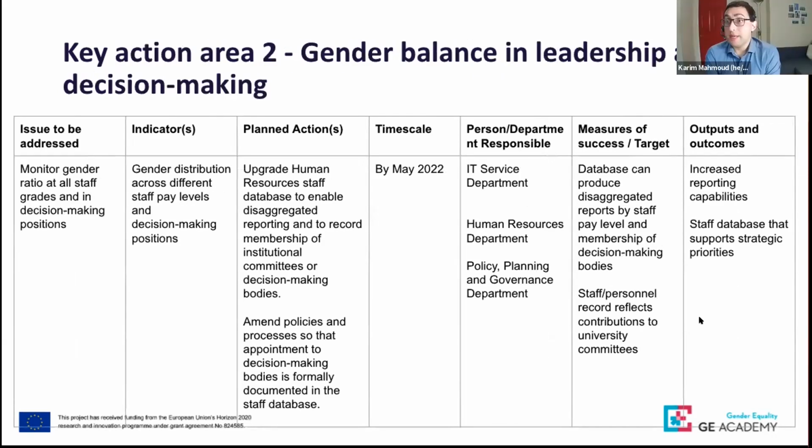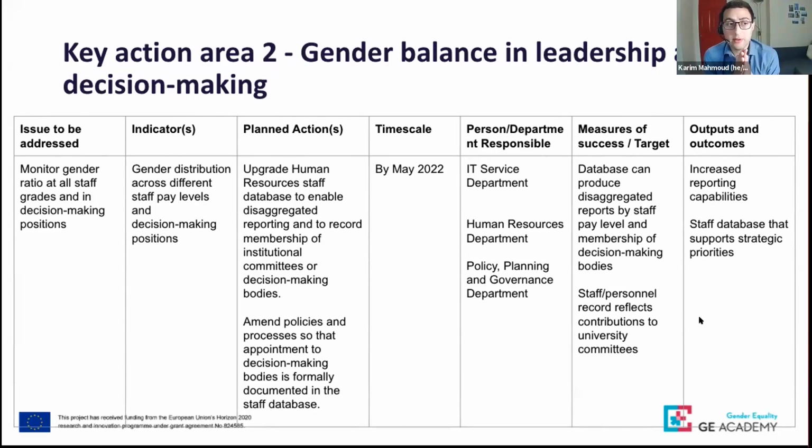So for the next key action area, this is about gender balance in leadership and decision making. The issue that we want to address here is to monitor gender ratio at all staff grades and in decision making positions. So this is two different things.